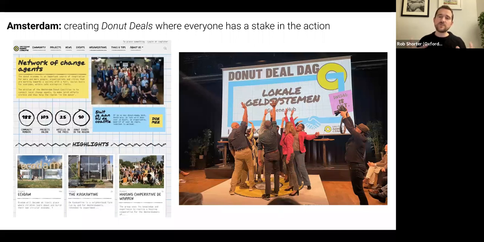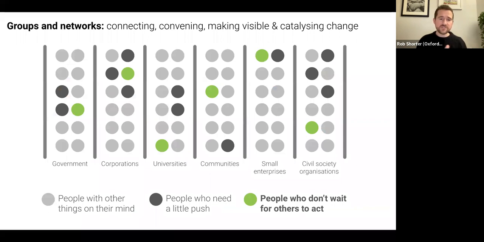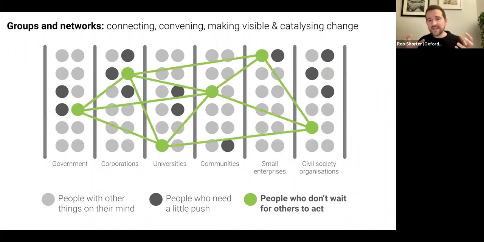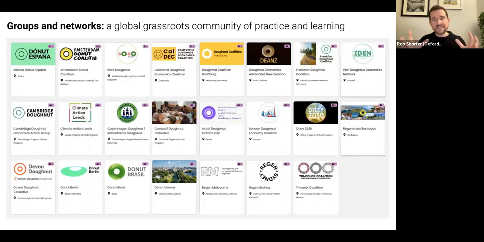The donut is a powerful convening idea, and it's playful, it's graspable, and it's really catalyzing collaborative action from government, corporations, universities, communities, small enterprises, civil organizations, and the people in green, who are the people who don't want to wait to act, and they connect together. They hold their hand up and say, yes, I want to work with you across these silos. If we work in our silos, we're only going to get so far, but we can create these groups and networks. There are almost 40 of these around the world now, containers for connection, where we make visible the change already happening, and we amplify that which is good, and we increase the imaginative capacity of our communities to move towards the space of the donut.